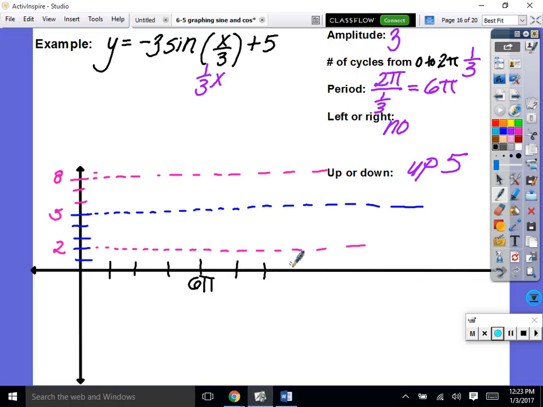Then 1, 2, 3, 4, because we have to draw in 2 cycles, and since we didn't shift left or right, it was 0 to 6 pi, so this will be 12 pi. Halfway between 0 and 6 is 3 pi. Halfway between 0 and 3 is 3 halves, correct? So 3 plus 0 is 3, divided by 2. So this is 3 pi halves.